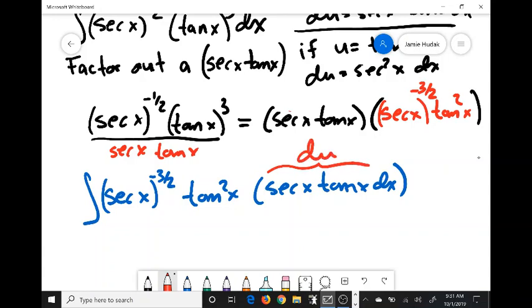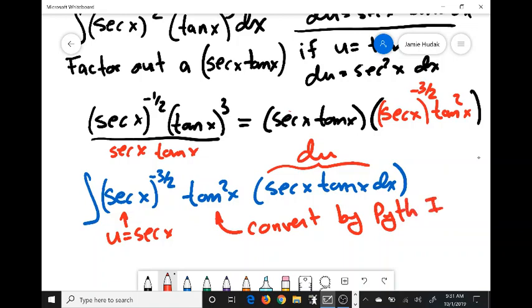So the reason we saved all of this, the secant x tan x, is for our du. That means that secant is going to be u. And that means we have to convert the tangent x's by the Pythagorean identity. And we see that tangent squared x is equal to secant squared x minus 1.